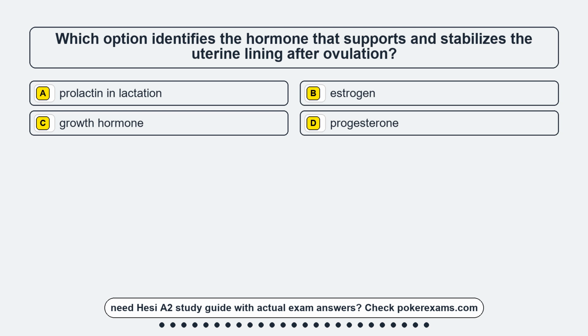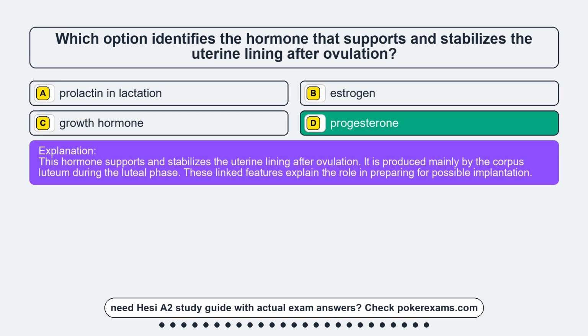Question 17. Which option identifies the hormone that supports and stabilizes the uterine lining after ovulation? Option A, prolactin in lactation. Option B, estrogen. Option C, growth hormone. Option D, progesterone. The correct answer is option D, progesterone.